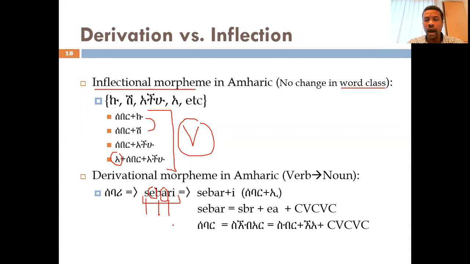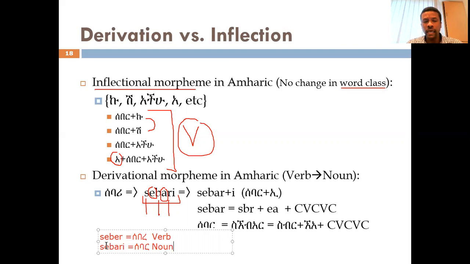What if we add a different vowel in here? It is sabara. Sabara is an action of breaking. So it is a verb. This one is a verb. But if it is sabari, then this means it's a noun.